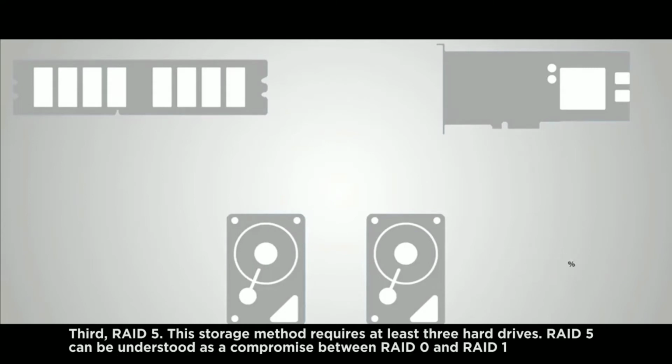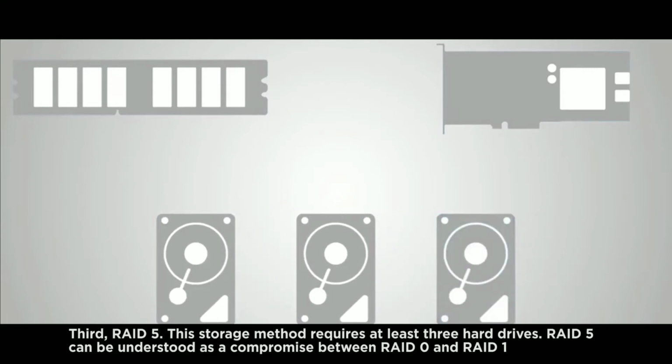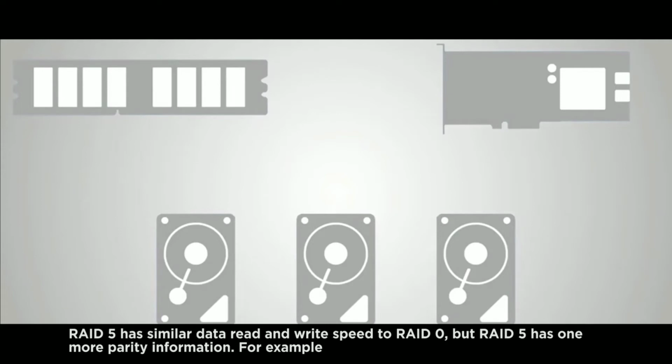Third, RAID 5. This storage method requires at least 3 hard drives. RAID 5 can be understood as a compromise between RAID 0 and RAID 1. RAID 5 has similar data read and write speed to RAID 0, but RAID 5 has one more parity information.